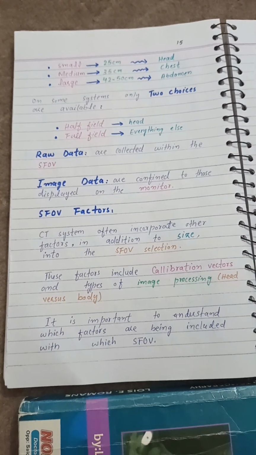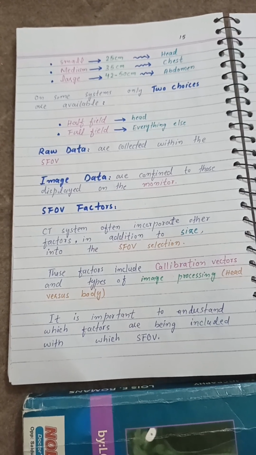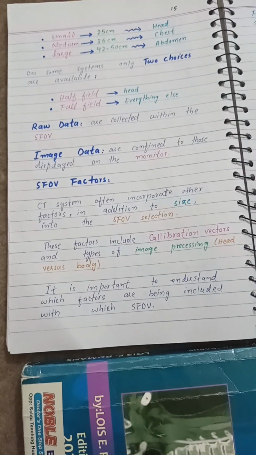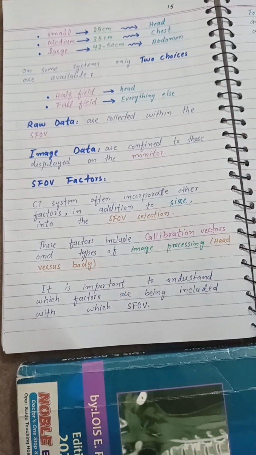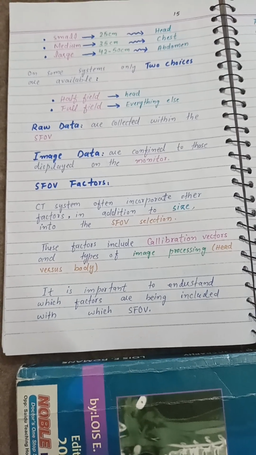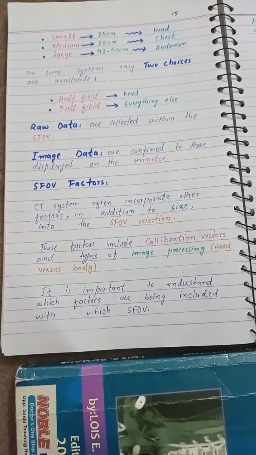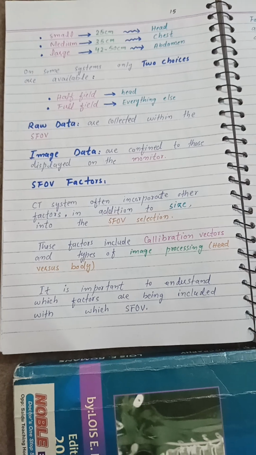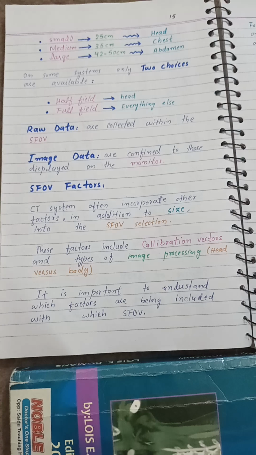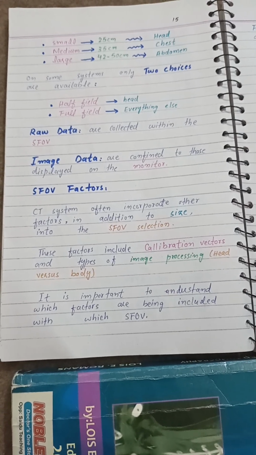Raw data are collected within the SFOV. Image data are confined to those displayed on the monitor. SFOV factors. CT systems often incorporate other factors in addition to size into the SFOV selection. These factors include calibration vectors and types of image processing, head versus body. It is important to understand which factors are being included with which SFOV.